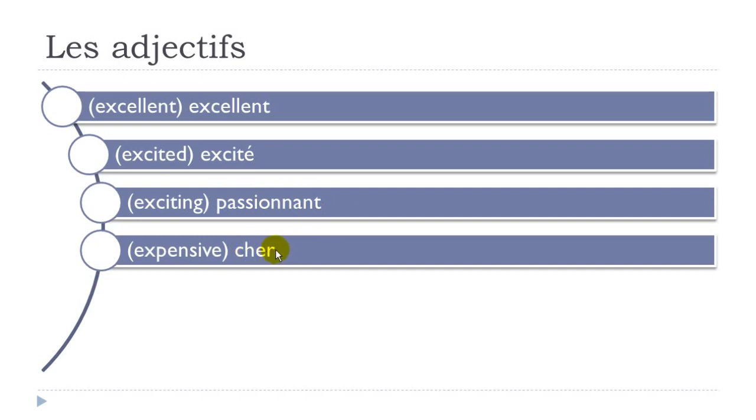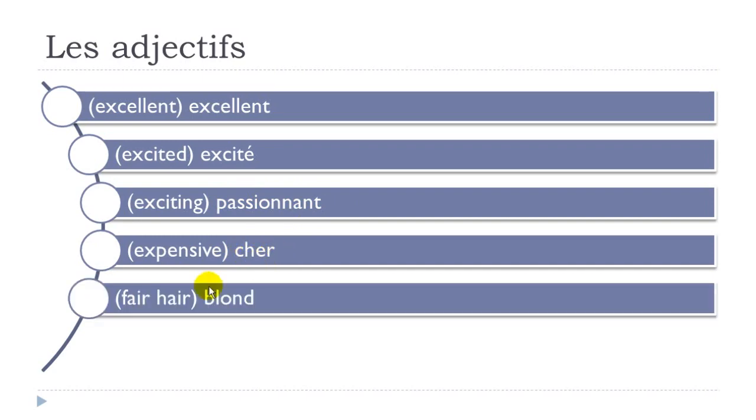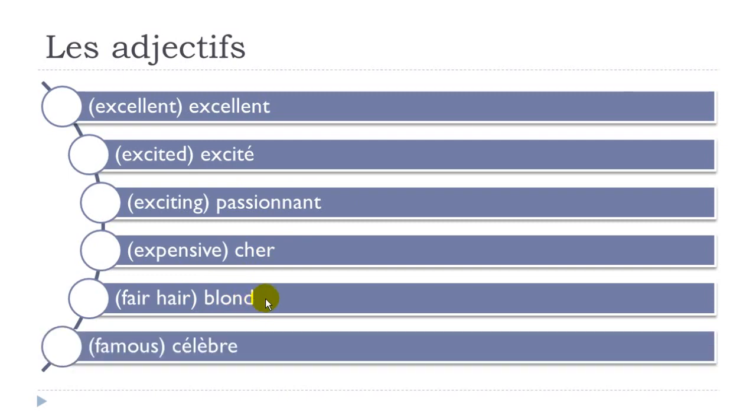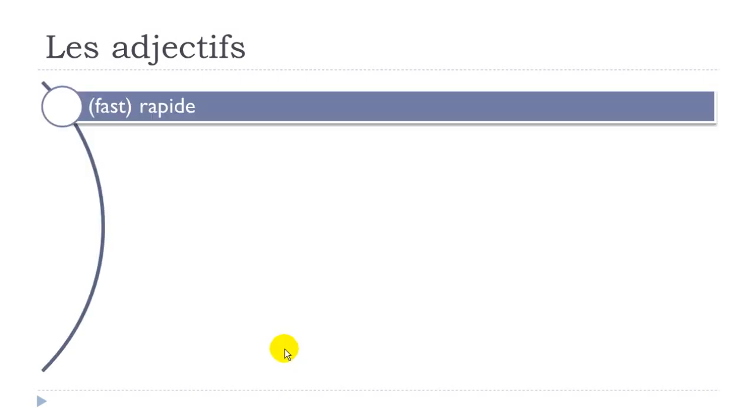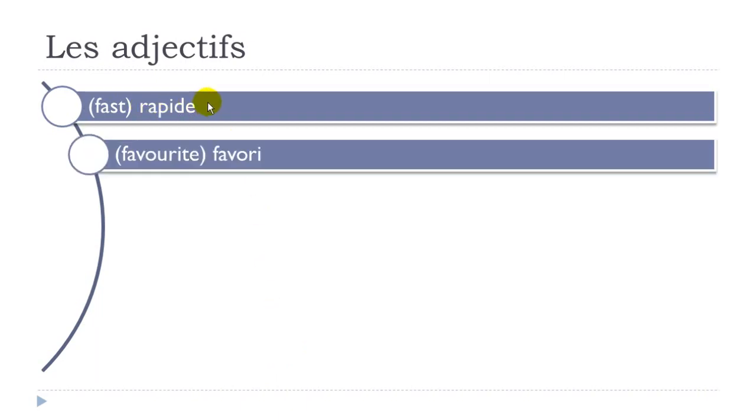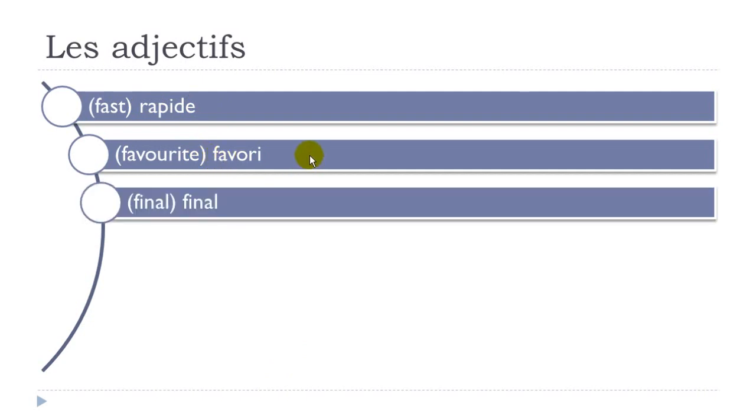Cher. Blond. Final D not pronounced. Célèbre. Okay, first you get this E, then here you get the E, so célèbre. Final E not really pronounced. Rapide. Favori. Final.